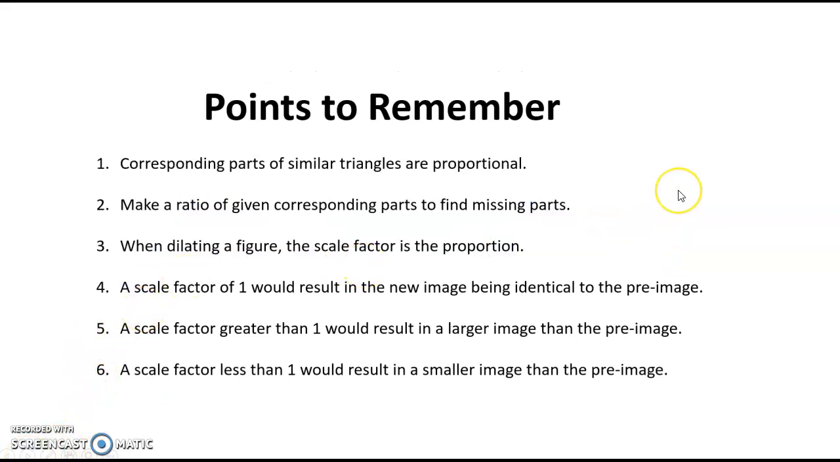Okay, so a few points to remember. Number 1, corresponding parts of similar triangles are proportional. Number 2, make a ratio of given corresponding parts to find the missing parts. Number 3, when dilating a figure, the scale factor is the proportion. Number 4, a scale factor of 1 would result in a new image being identical to the pre-image. Number 5, a scale factor greater than 1 would result in a larger image than the pre-image, and again, that's called an enlargement. And number 6, a scale factor less than 1 would result in a smaller image than the pre-image, and that is called a reduction.